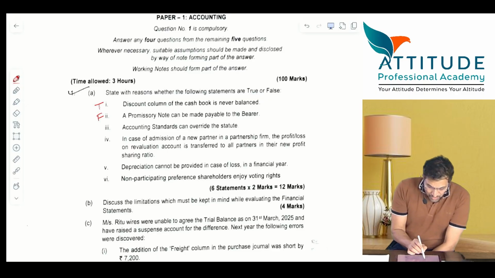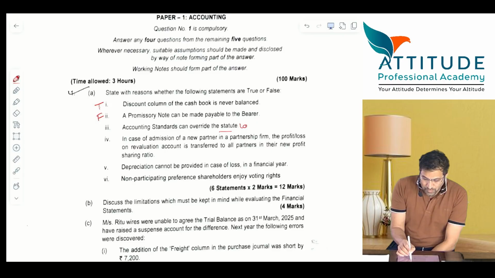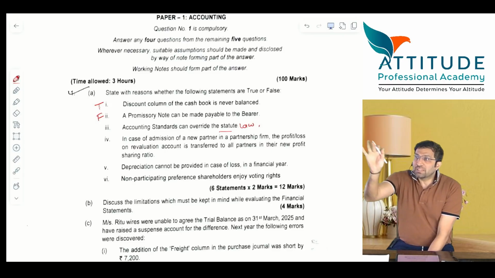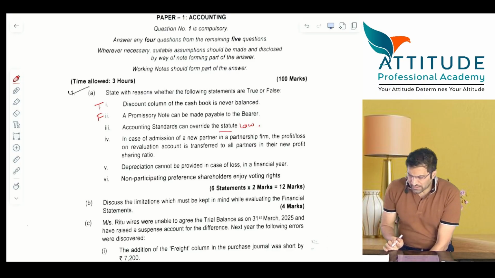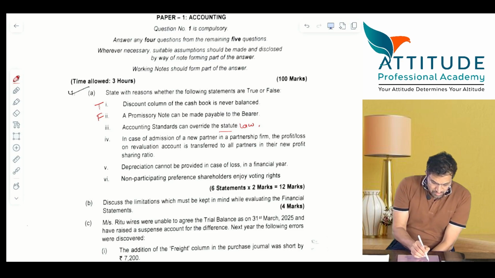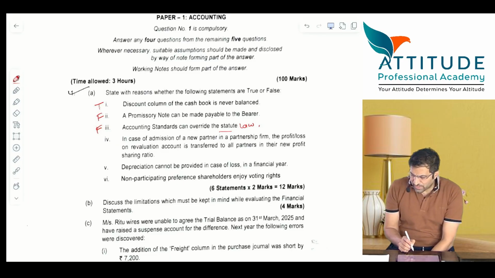Next one. Accounting standards can override the statute. Statute means law. False. Accounting standards can never override the law. Law is supreme. Accounting standards cannot override the law. Is that clear? So right there. False. False. Accounting standards cannot override the statute.